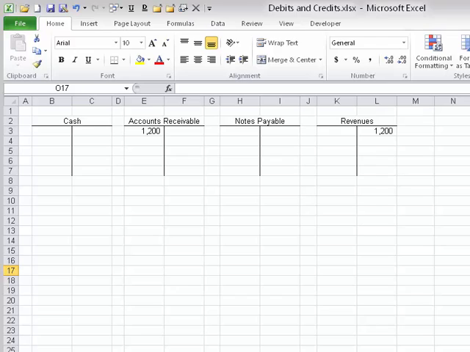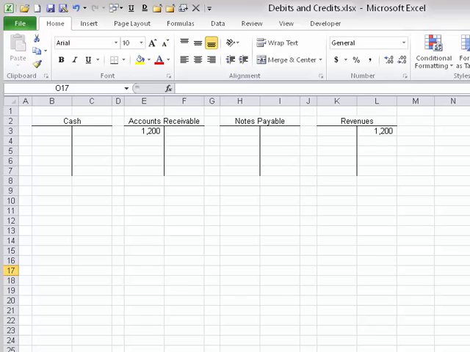Now, my transaction is done. I've debited accounts receivable for $1,200. I've credited revenues for $1,200. So as a result of this transaction, we're in balance. The debits equal the credits. I've recorded the revenues of $1,200, and I've recorded the asset, accounts receivable. Now, accounts receivable is the account we use to show how much money is owed to us by our customers for work we've already done, but we're just waiting to collect it. Okay? So that's one transaction.